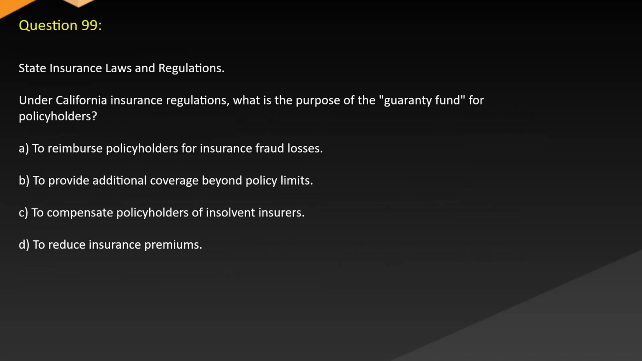Question 99. State insurance laws and regulations. Under California insurance regulations, what is the purpose of the guarantee fund for policyholders? A. To reimburse policyholders for insurance fraud losses. B. To provide additional coverage beyond policy limits. C. To compensate policyholders of insolvent insurers. D. To reduce insurance premiums.